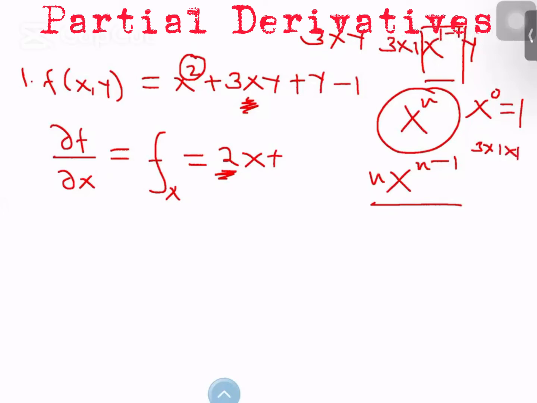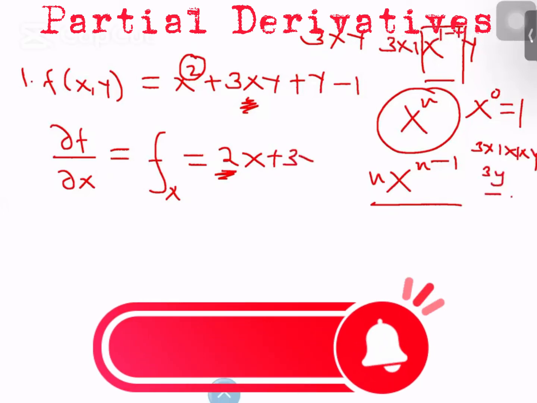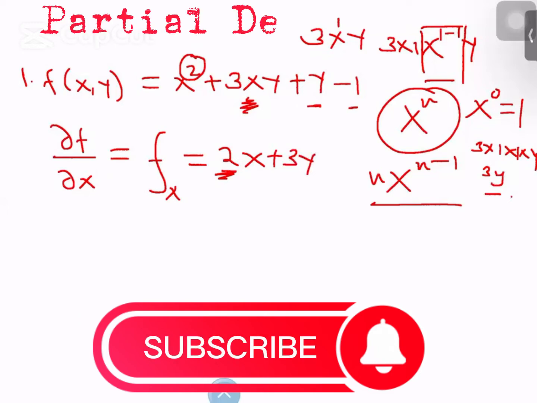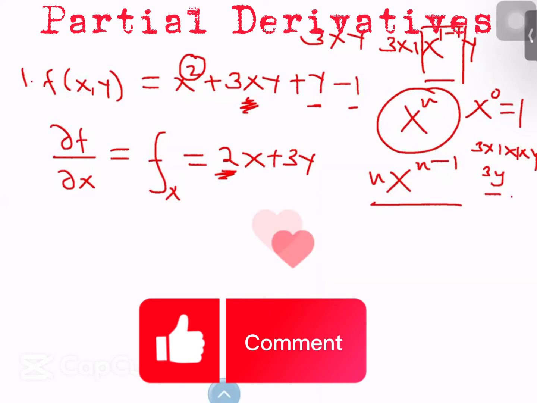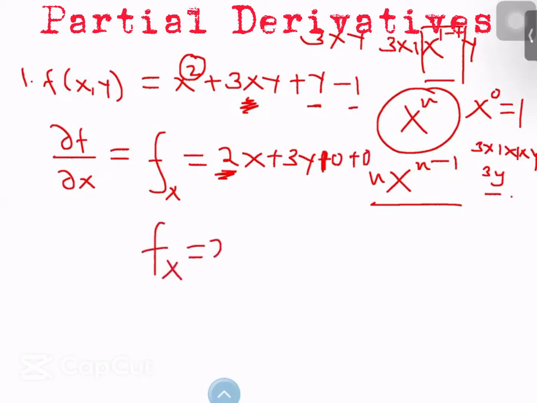Yeah, so 3y, and then now we have the y and then 1. Do we have an x in this y? No. And since everything else apart from x is held constant, then if a term doesn't have what we are differentiating with respect to, that one of course automatically goes to 0. So this is the same as plus 0, and then plus again 0. So your f sub x is equal to 2x plus 3y.